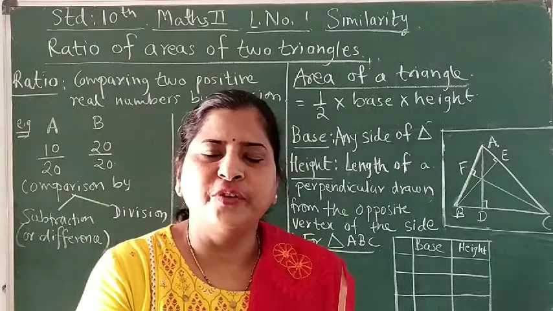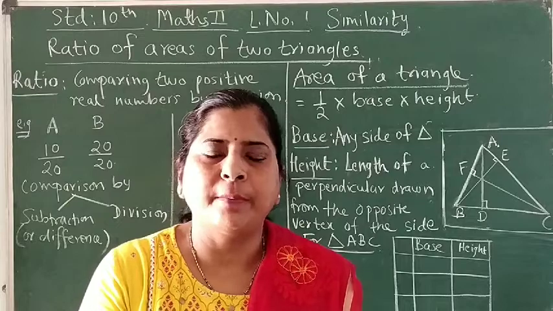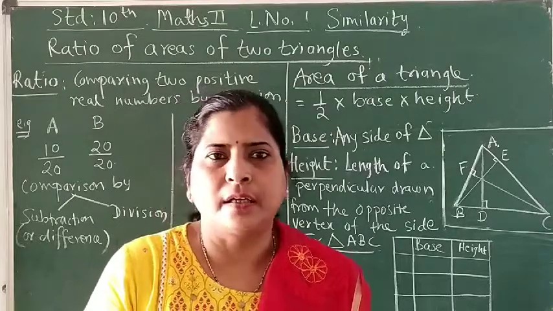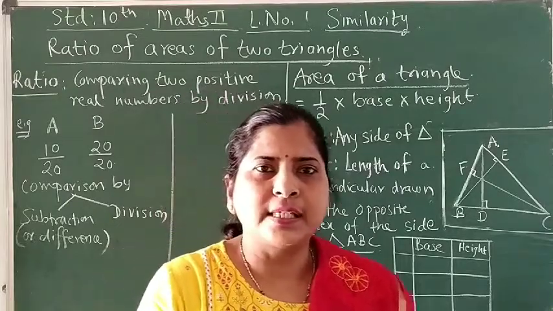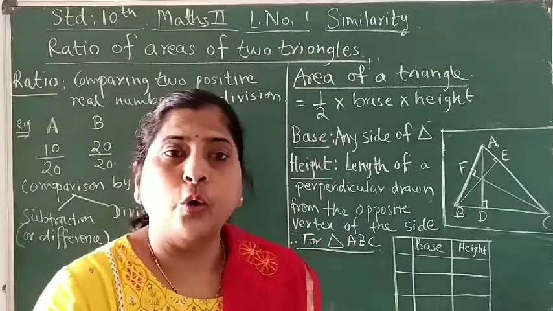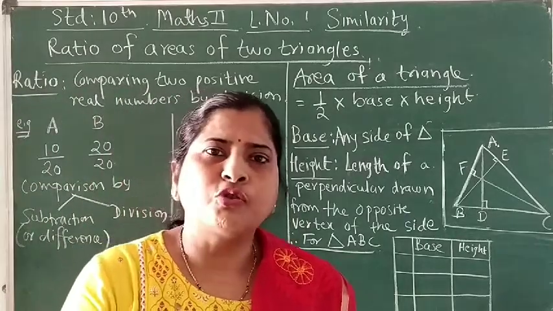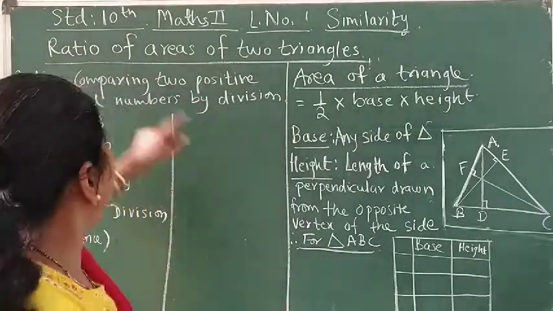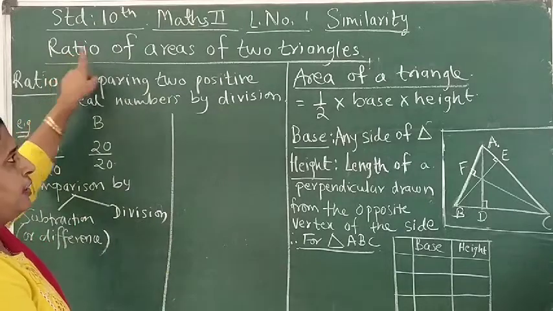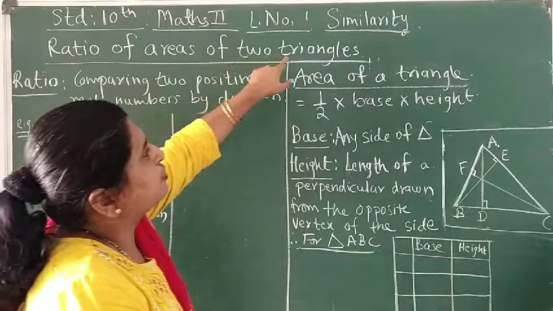Welcome to this first video of the lesson Similarity, which is the first lesson of Mathematics Part 2 of Standard 10. The name of the lesson is Similarity, but as a first point in this we are going to learn about ratios of areas of two triangles. This is the first thing which we are going to learn under this lesson, Similarity: ratio of areas of two triangles.